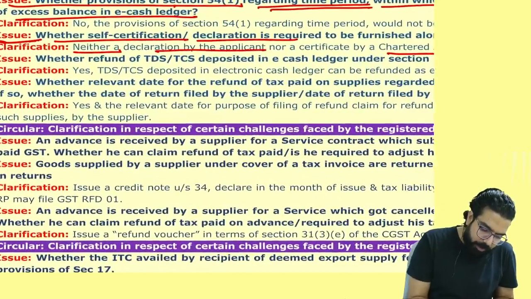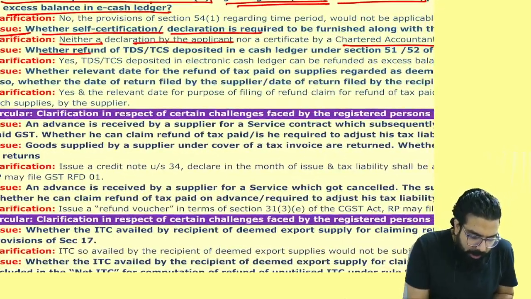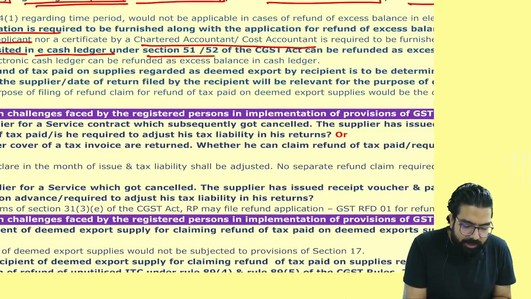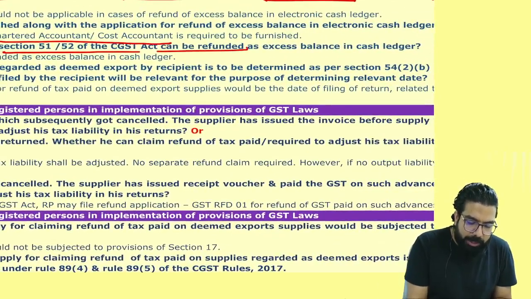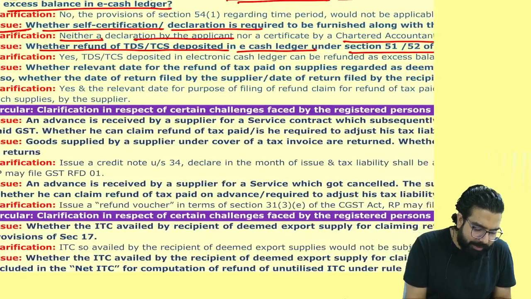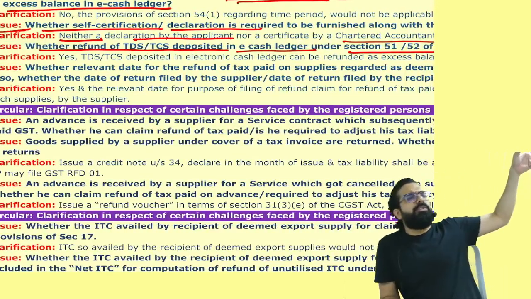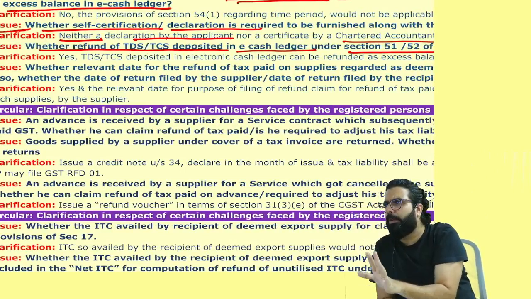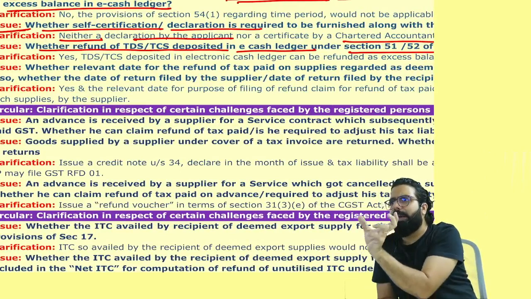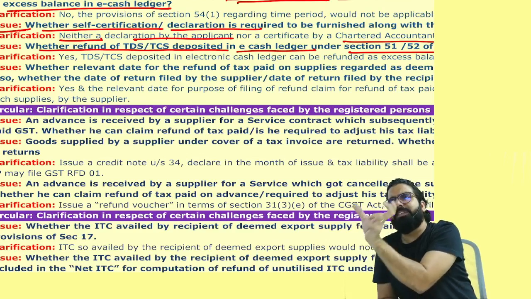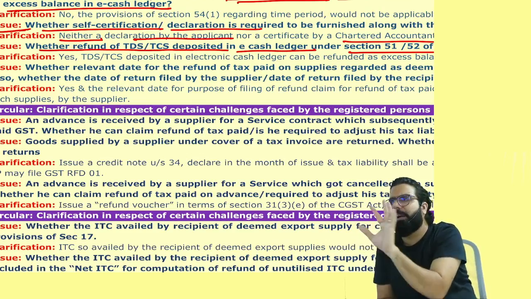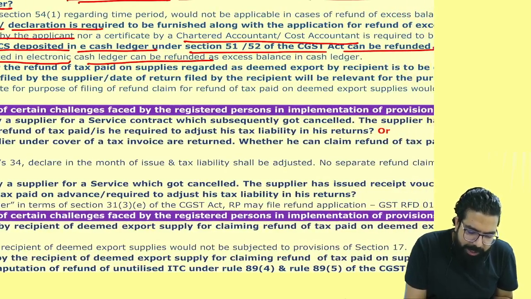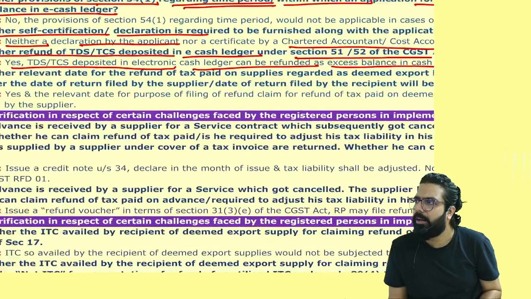Then, sir, whether refund of TDS and TCS deposited in the e-cash ledger under section number 51 and 52 can be refunded as excess balance in the e-cash ledger. Sir, you deposited TDS and TCS in my e-cash ledger. Can I claim a refund of it? Any problem? In my e-cash ledger, if money is there which is TDS and TCS amount, can I claim a refund? Yes. Yes, TDS and TCS deposited can be claimed as a refund as an excess balance in the e-cash ledger.